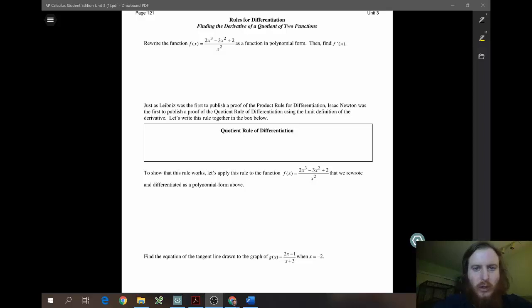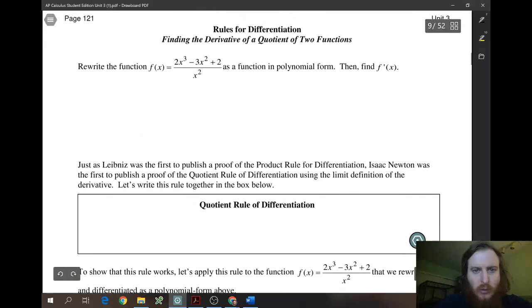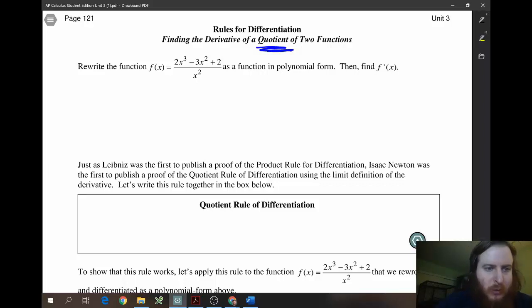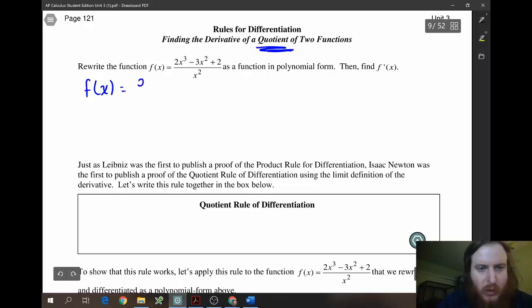Okay, so yesterday we did the product rule, and today we're going to do the product rule's best friend, the quotient rule. So, as we showed yesterday, we can do some of these by rewriting as polynomials. We've practiced this one here, where we could rewrite this by splitting up the numerator, right? You can always split up the numerator. So 2x cubed over x squared minus 3x squared over x squared, or you could do plus negative, and then plus 2 over x squared.